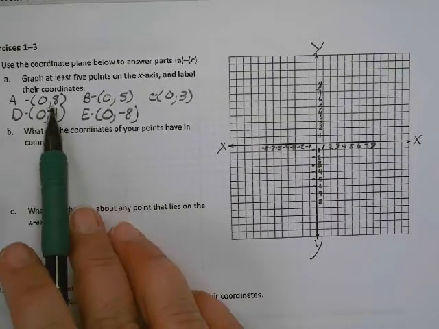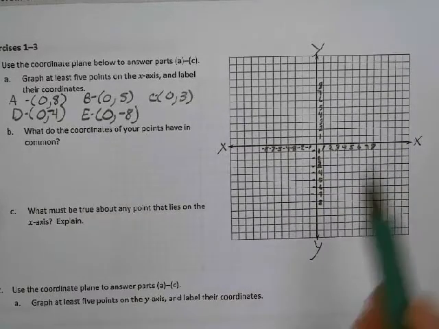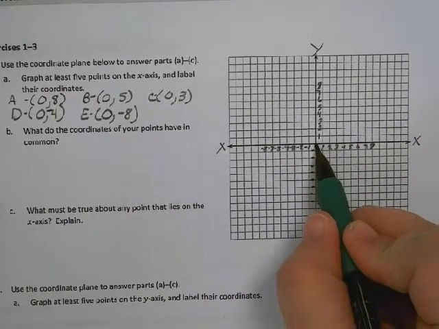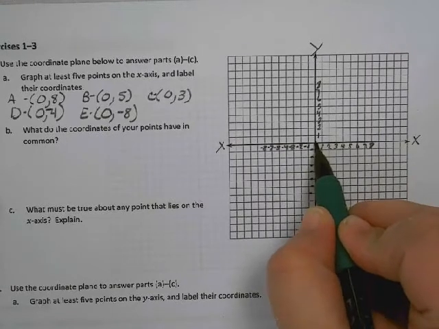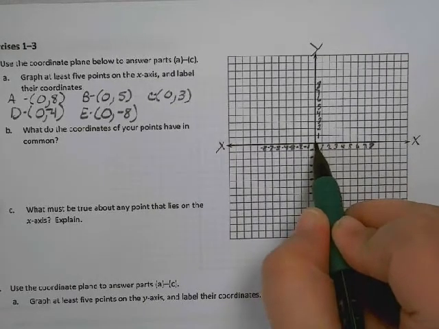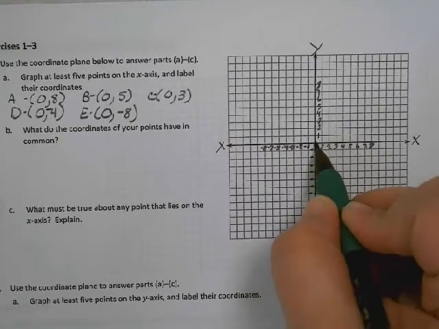So 0, 8. Since my first number is 0, remember 0 is my origin. So I start at this dot and I don't move because it's 0. And then 8, it's positive, so I go up.